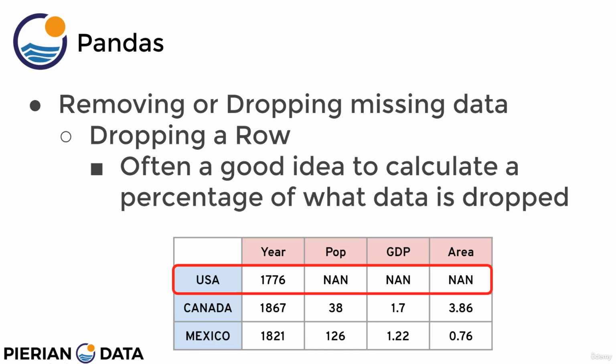It's often a good idea to calculate the percentage of data that is dropped. So for example, here, if we drop United States, we're actually dropping a third of all our data, 33%. That's pretty high because this is such a small data set. But you can imagine if we had 200 countries, it's not a big deal to just drop one of them.